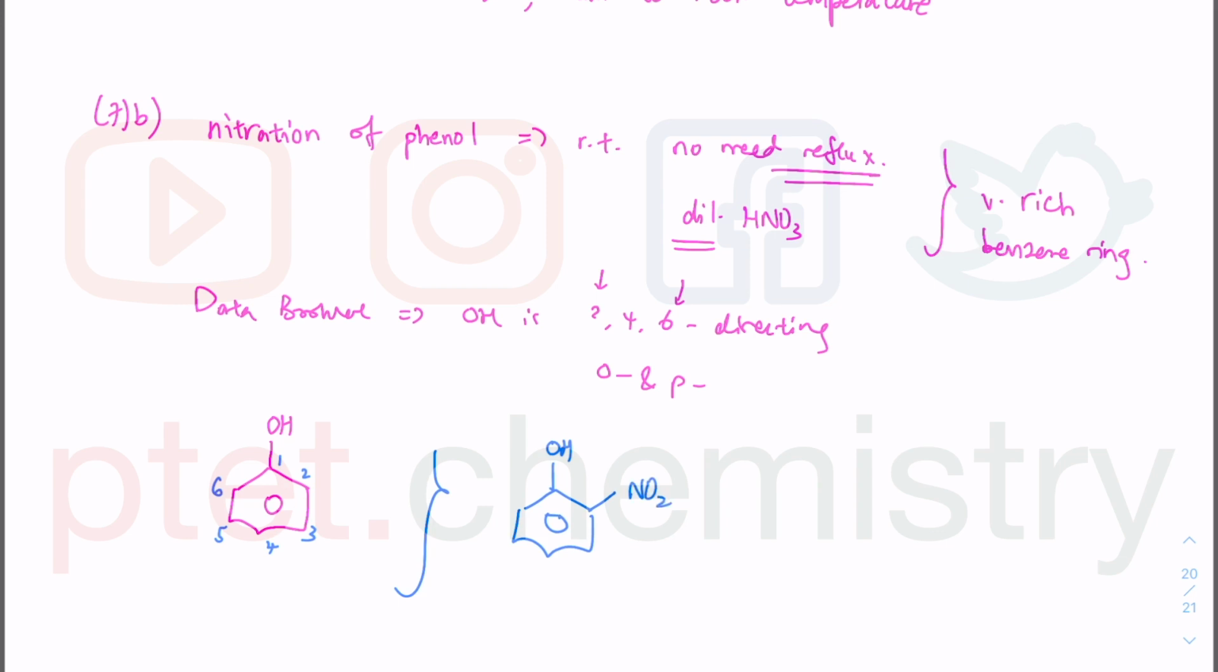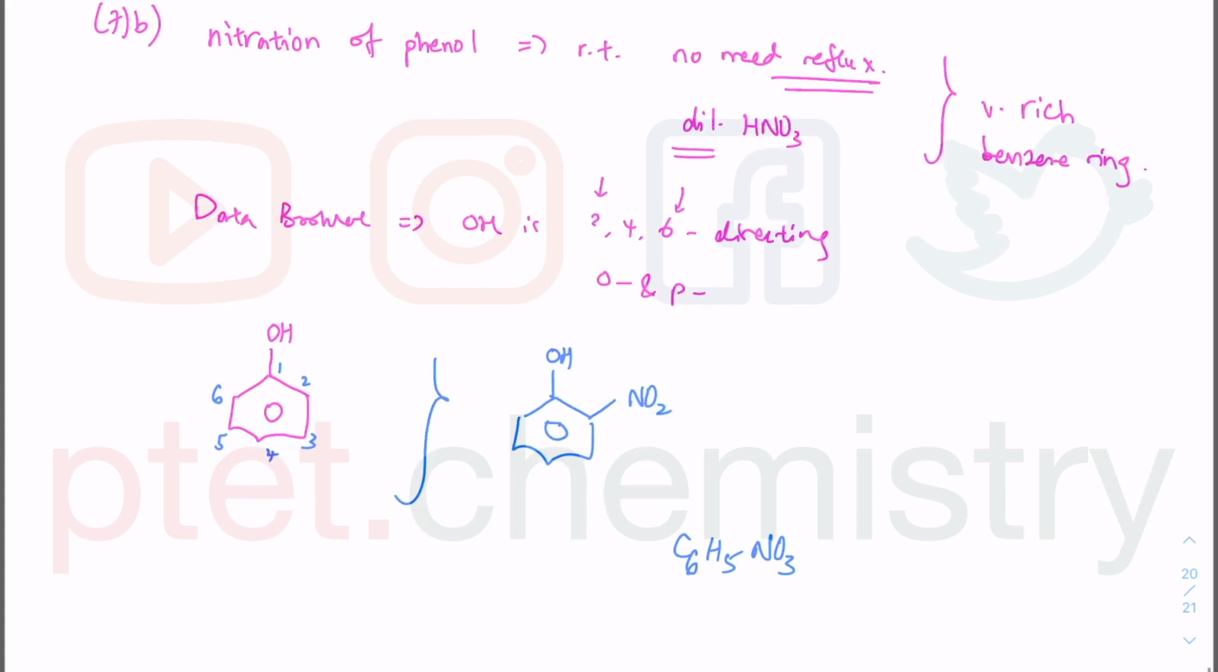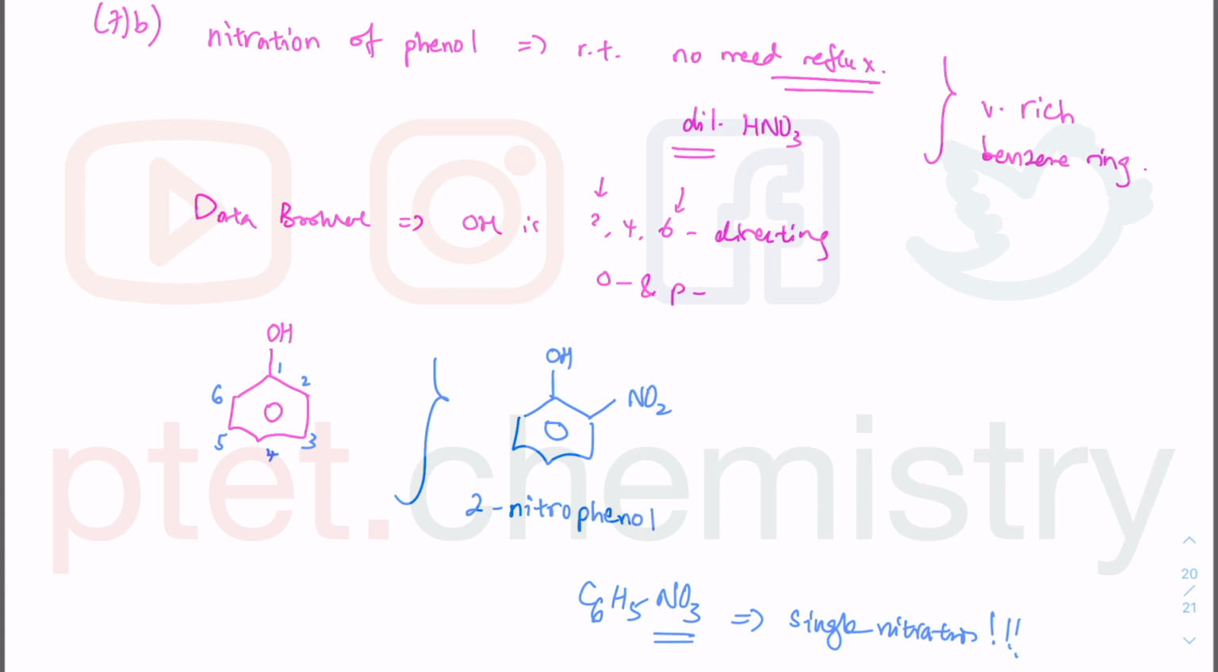So based on the molecular formula given, C6H5NO3, what does this tell you? This tells you single nitration. So you don't get a double nitration product. This information tells you single nitration, and that product is going to be, how do you name it? This is a phenol. This has NO2 at position 2. This is called 2-nitrophenol. The nitro group is at position 2, it is a phenol, so 2-nitrophenol.